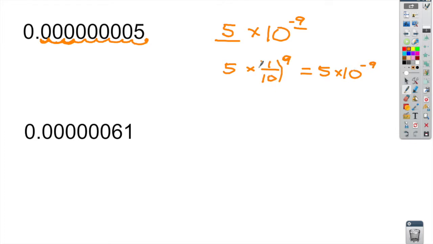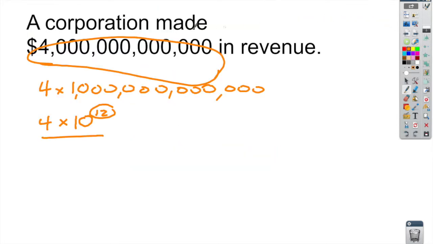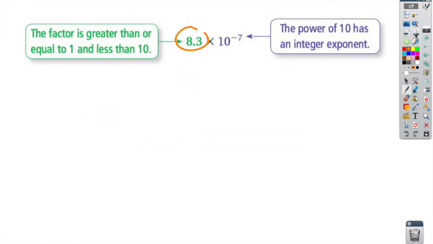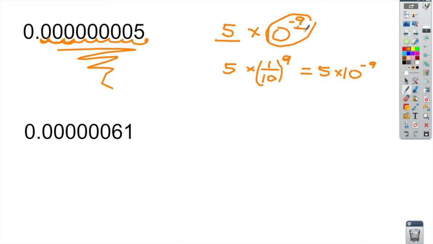Okay, and so that's a little bit to think about, but really the way I like to remember it is that if you're dealing with a really small number, really tiny decimal, that means your exponent's going to be negative. If you're dealing with a really large number, like our very first example, it just means the exponent's going to be positive. Okay, so I think that's the better way for you to remember things. Really tiny numbers, negative exponent. Really large numbers, positive exponents.